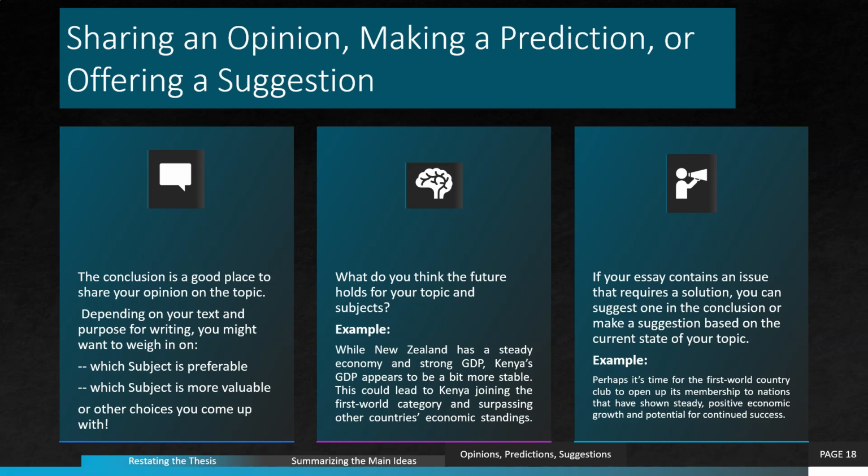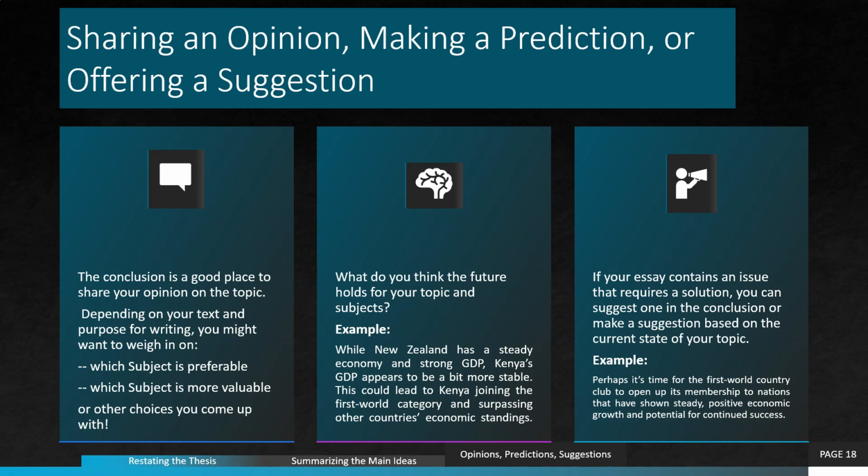For a prediction, what do you think the future holds for your topic and subjects? For an example, while New Zealand has a steady economy and strong GDP, Kenya's GDP appears to be a bit more stable. This could lead to Kenya joining the first world category and surpassing other countries' economic standings. So this is a possible prediction of what could happen in the future.